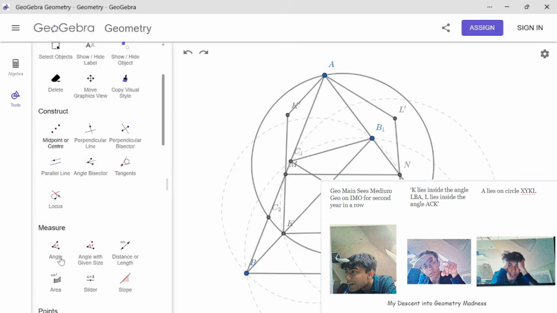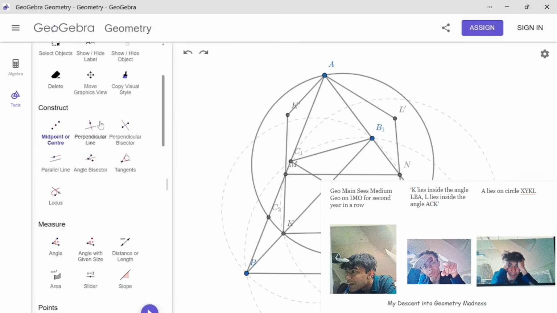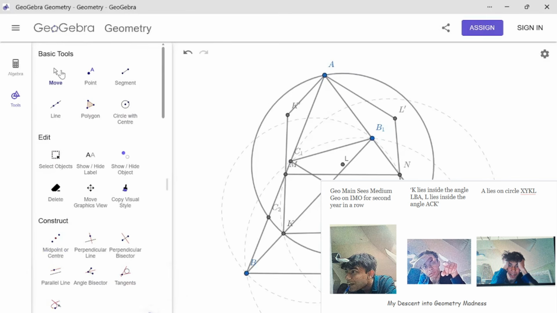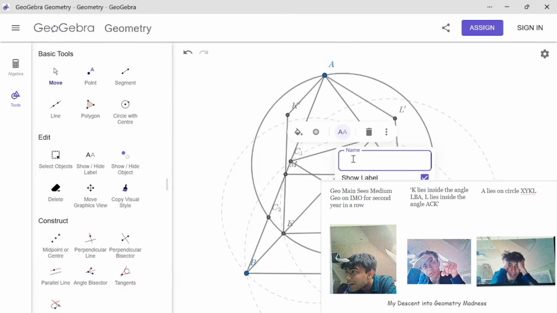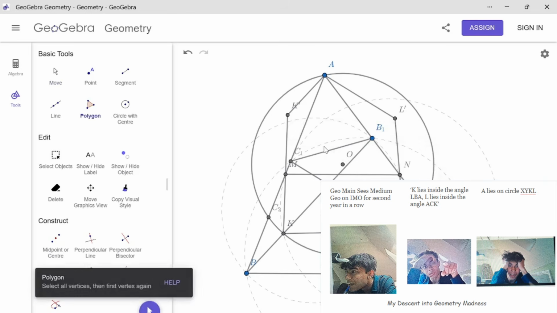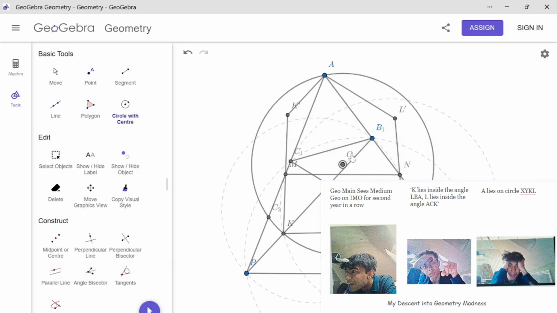Okay, let's put the circumcenter of AKL. Is it the circumcenter of anything? No. I think this is legal, because you have a compass, right? So does this circle go through anything else? No.